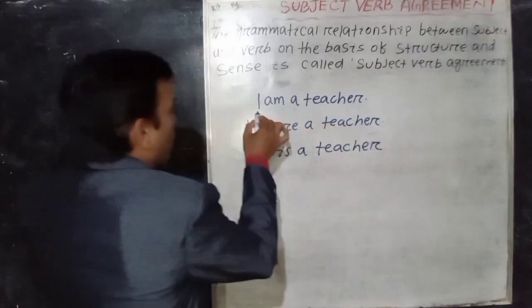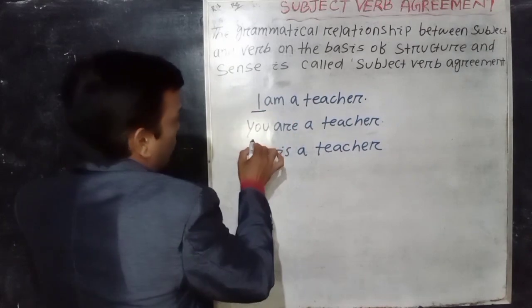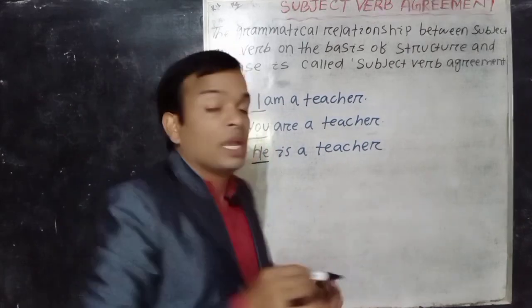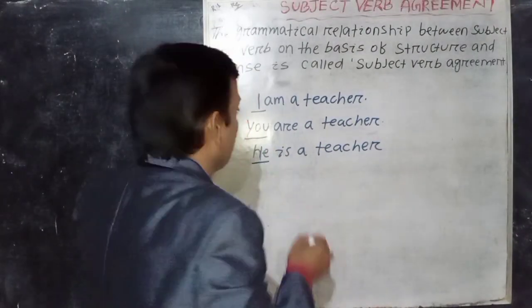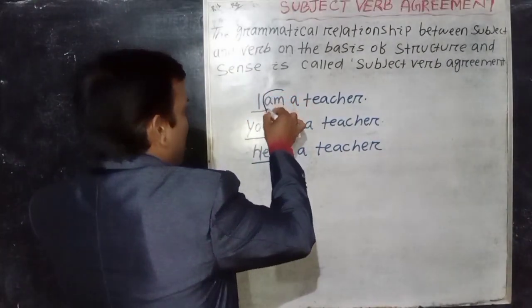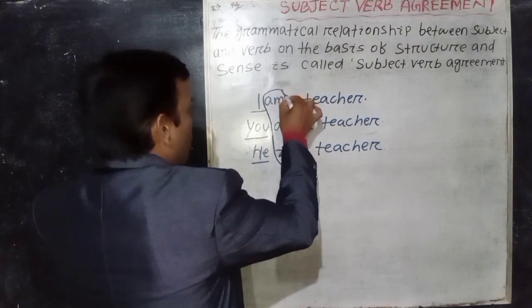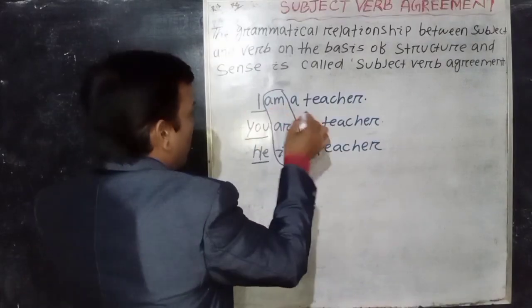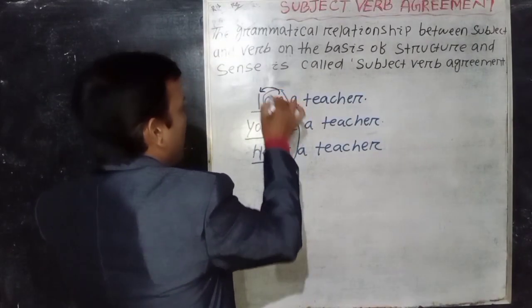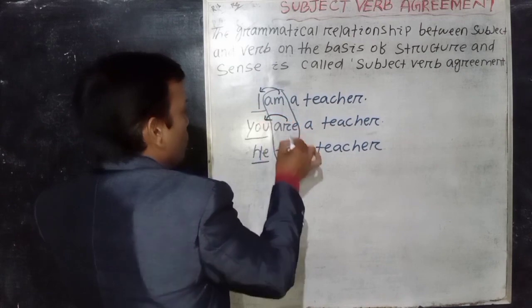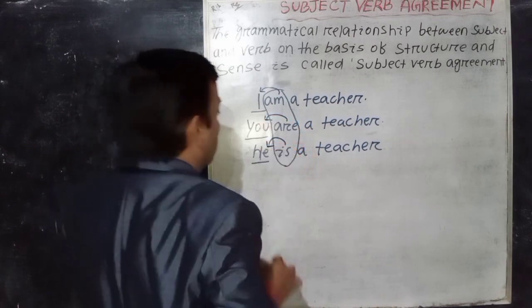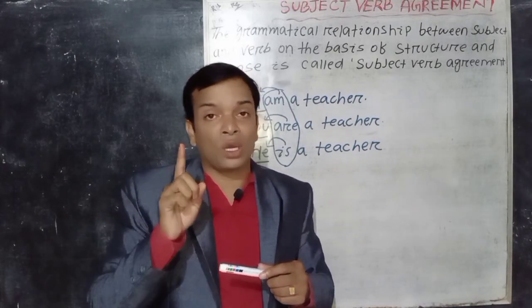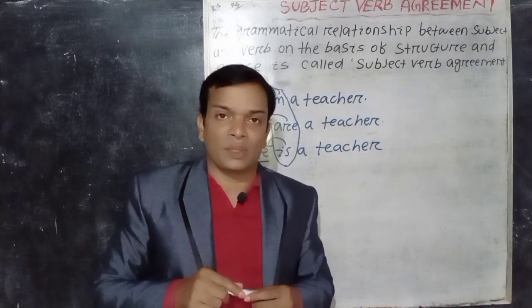Okay, see, here the subject is I, first person singular. Here the subject is you, second person singular, and here the subject is he, third person singular. And see, here the verbs are am, are and is. These are the present tense form of the be verb. So that means am agrees with I, are agrees with you, then is agrees with he. That means the verb must agree with the person and number of the subject.